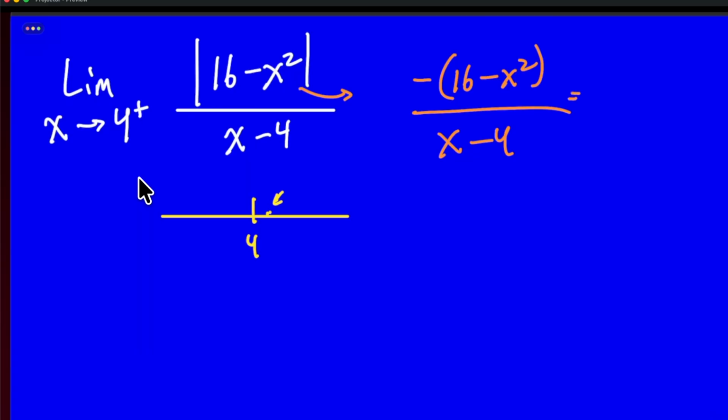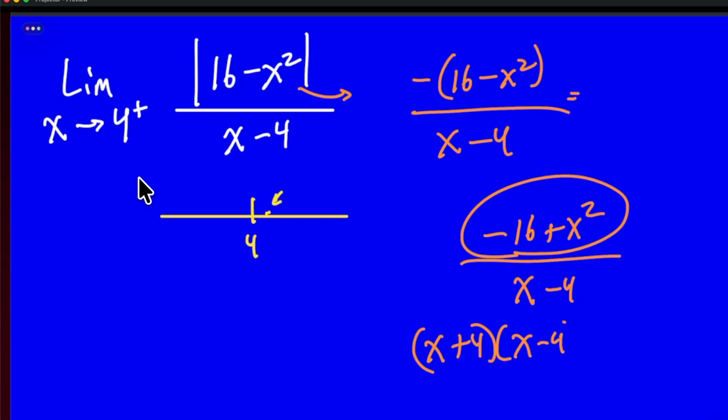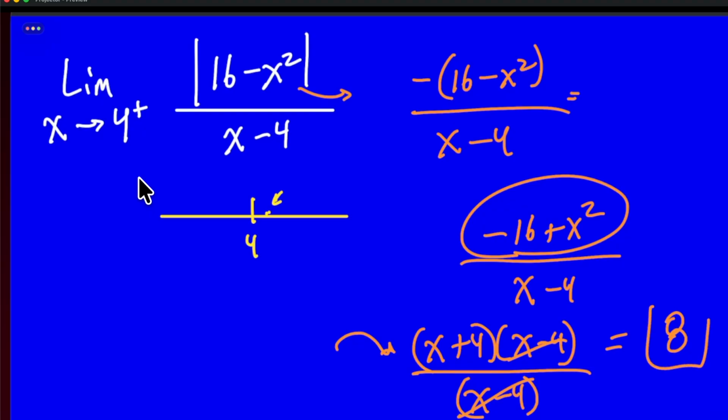If we distribute that negative, we're going to have negative 16 plus x squared over x minus 4, and we recognize this as x plus 4 times x minus 4, divided by x minus 4. We can now cancel these out, and now we can plug the limit directly in, and the final answer is 8.